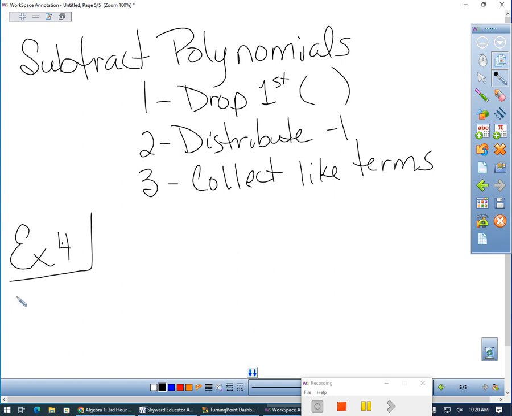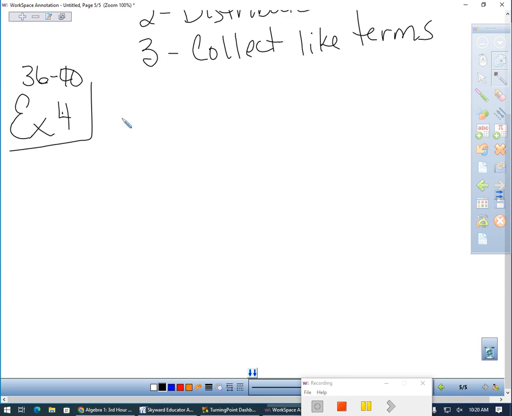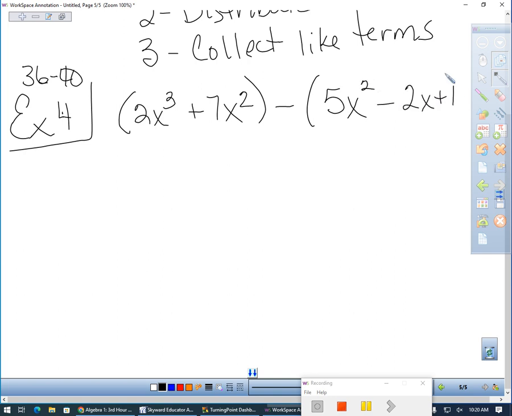Example number 4 is going to cover your 36 through 40. All right, so maybe you have something that looks like this: 2x to the third plus 7x squared minus 5x to the second minus 2x plus 1. So I have a polynomial minus another polynomial. All right, so we're going to start by dropping the first parenthesis. So I have 2x to the third plus 7x squared.